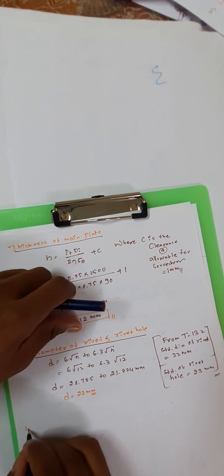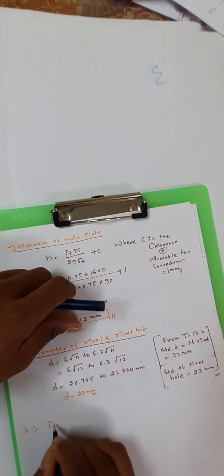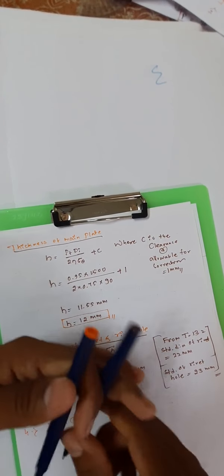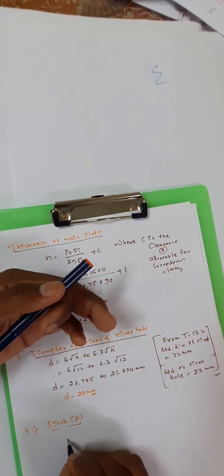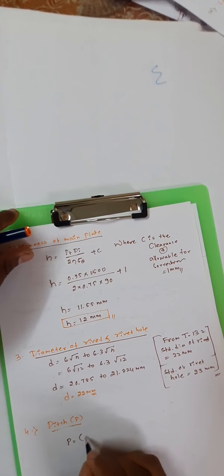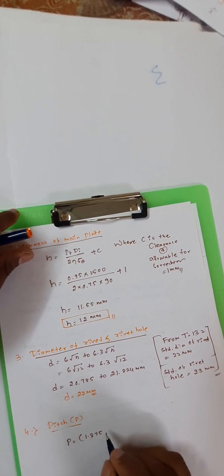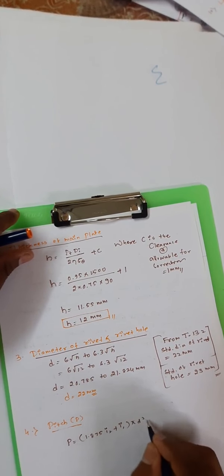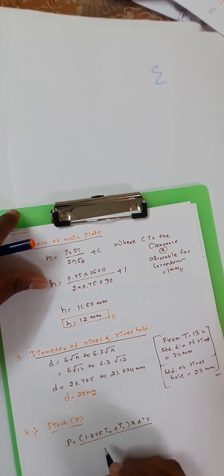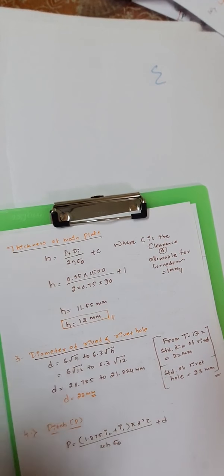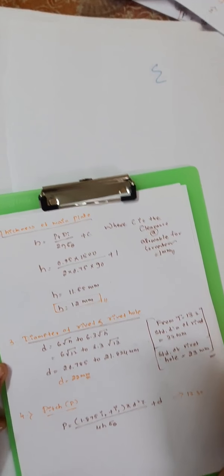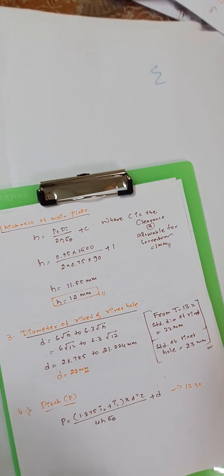Okay, next what we need to find out? We need to find out the pitch, called P. We know the equation which is available in the design data handbook: P is equal to (1.875 l2 plus l1) into pi d square tau divided by 4 h sigma t, plus d. Okay, this is the equation which is available in the design data handbook 13.30. From the design data handbook we will get the equations.